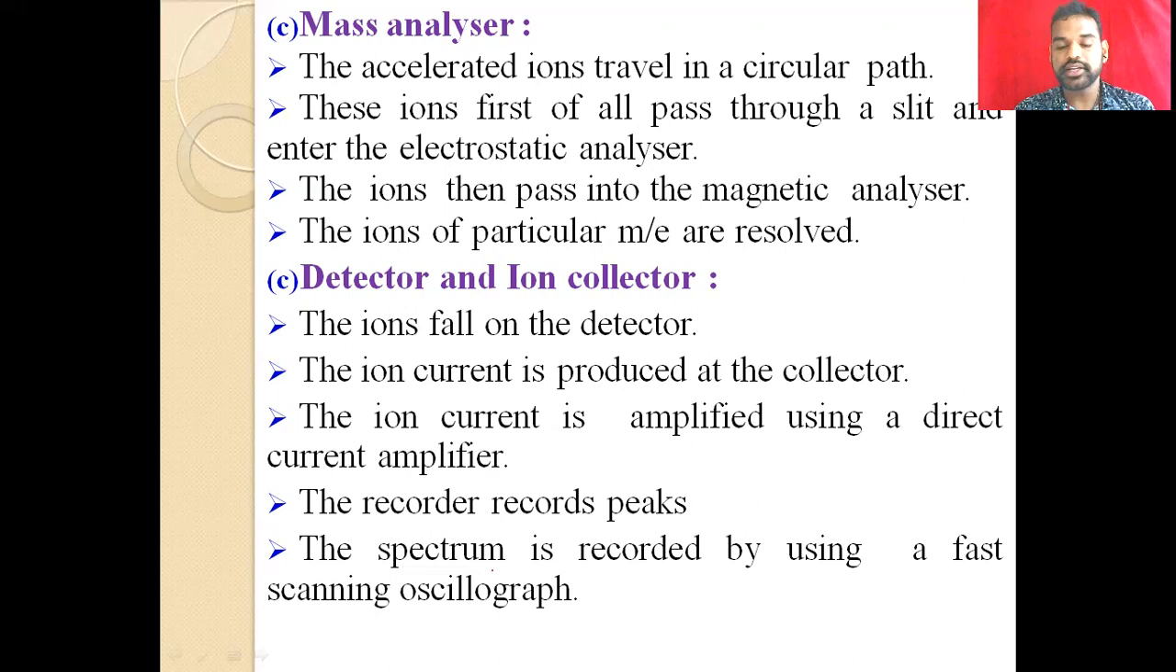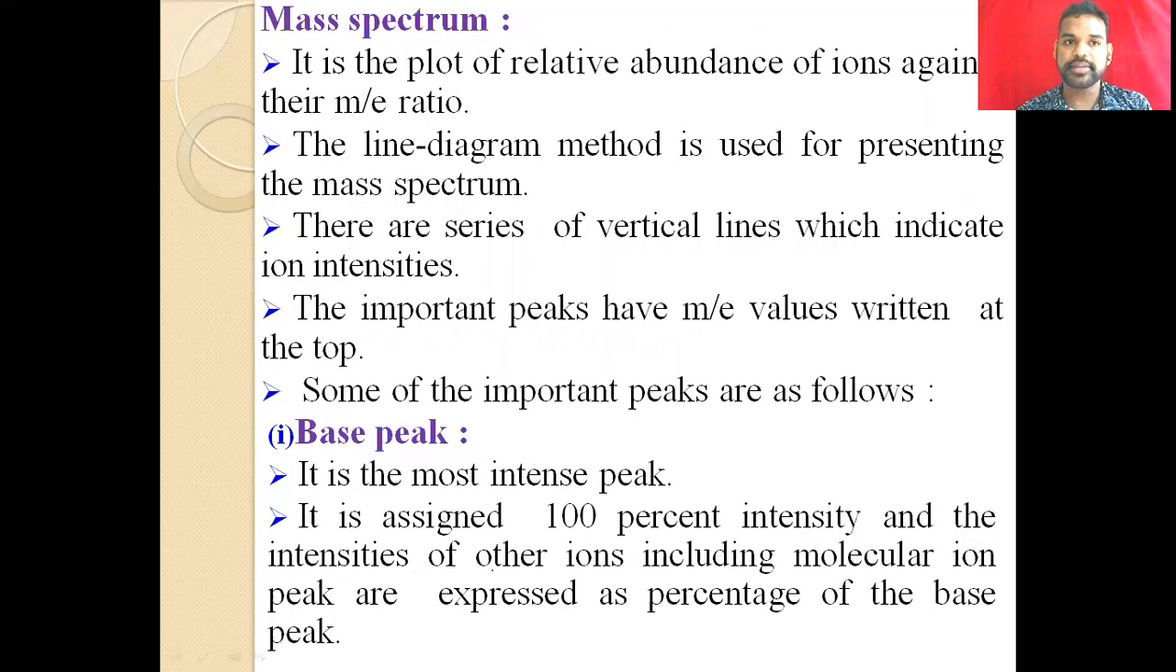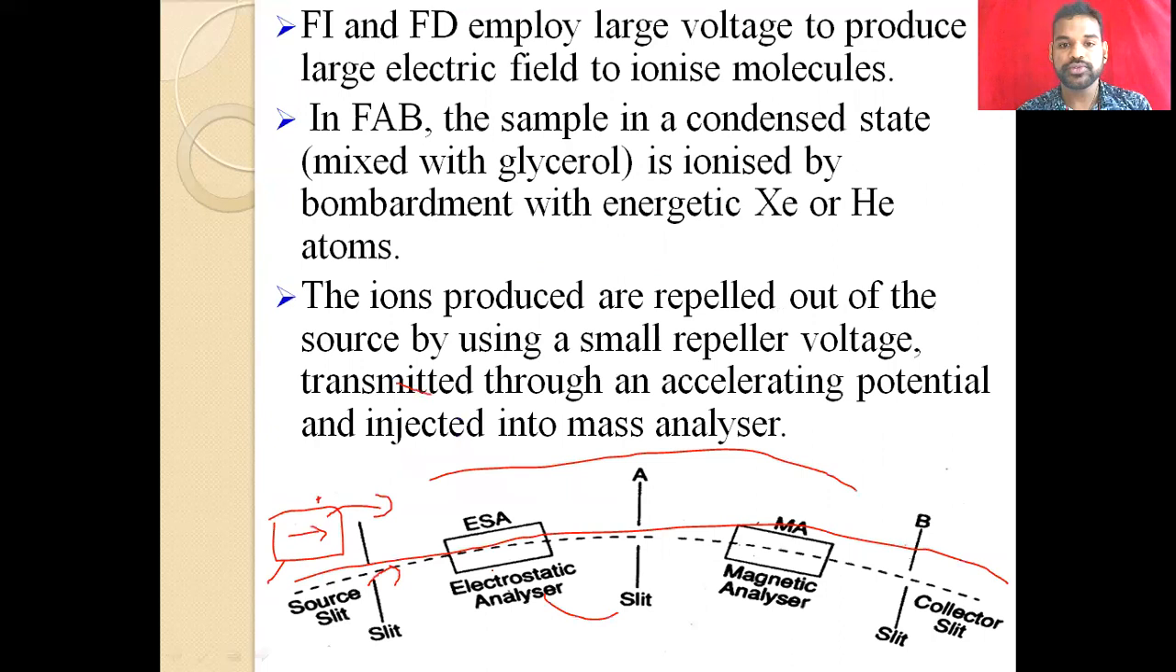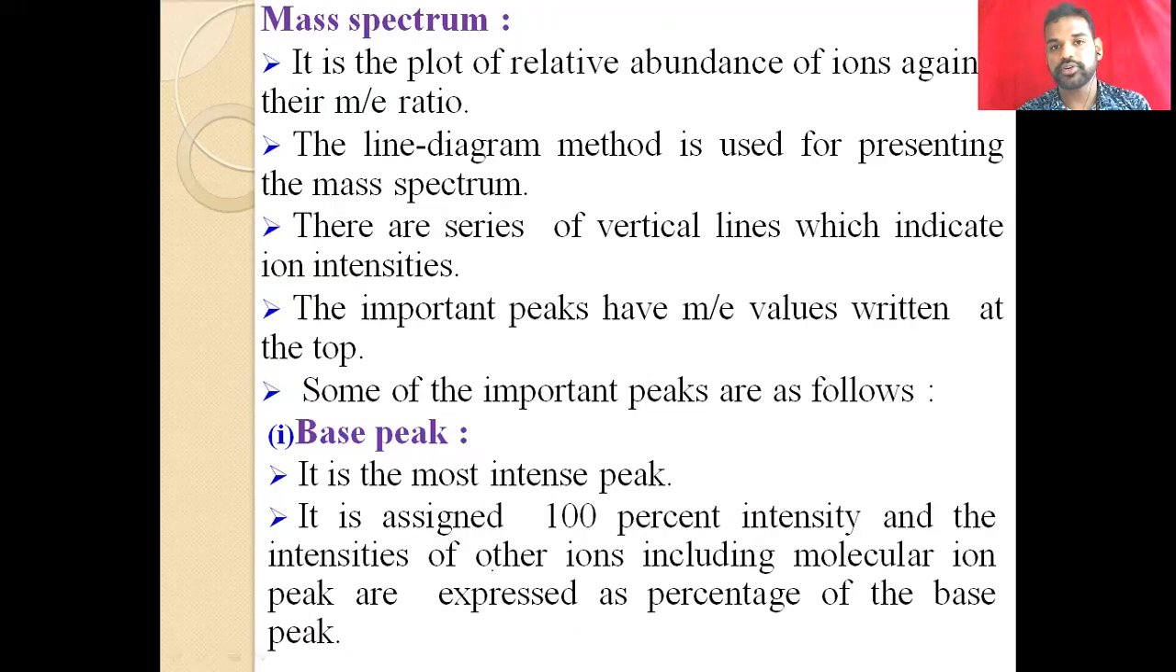So the recorder records the peaks. After that, it produces the signal, and this signal gives the peaks. That means the peaks are recorded, and the spectrum is recorded by using a fast scanning oscillograph. And this is about the mass spectrometer. This is also an important 4-mark question.